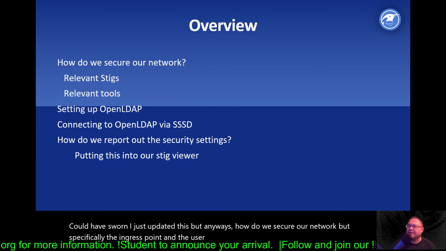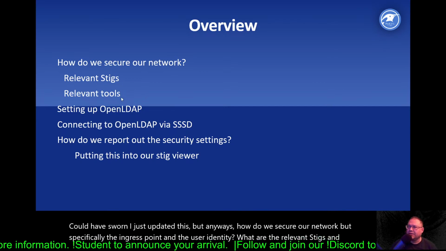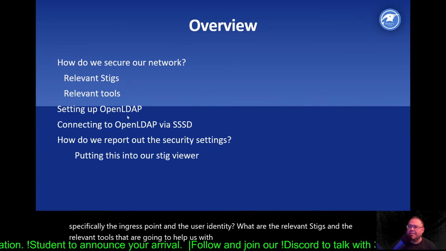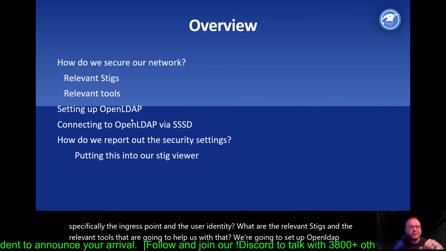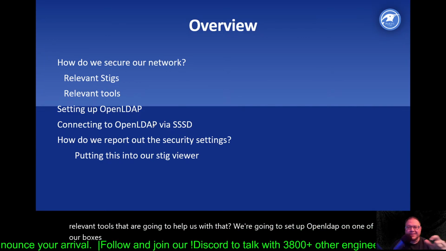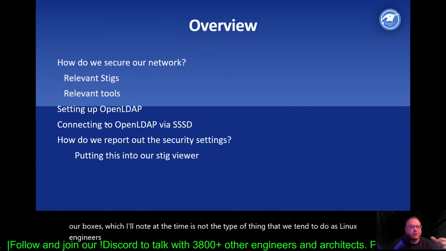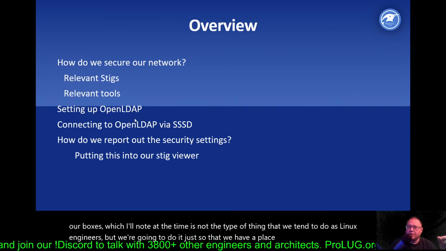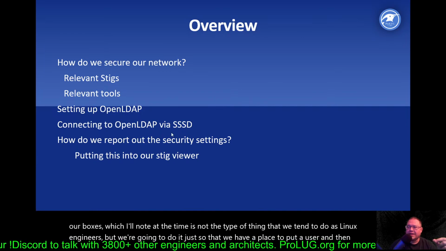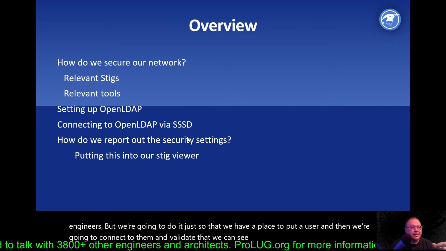What are the relevant STIGs and the relevant tools that are going to help us with that? We're going to set up OpenLDAP on one of our boxes, which I'll note is not the type of thing that we tend to do as Linux engineers, but we're going to do it just so that we have a place to put a user, and then we're going to connect to them and validate that we can see that user identity.